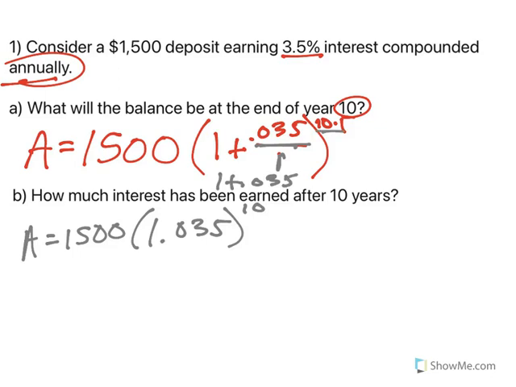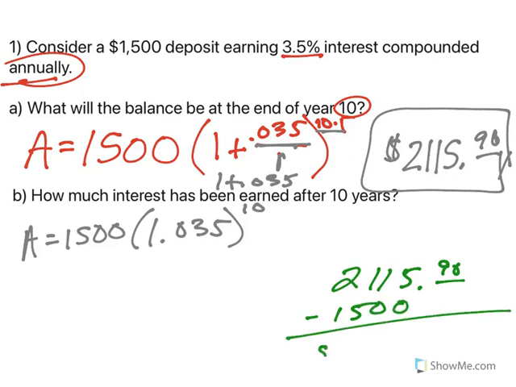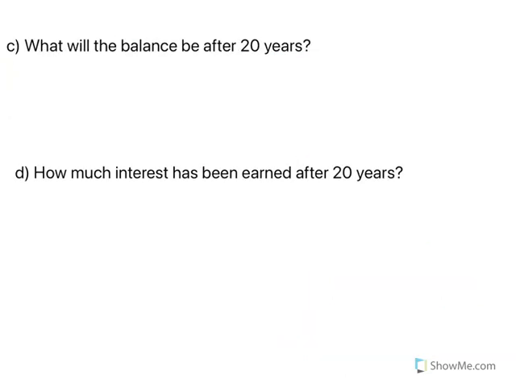So when I plug that into my calculator, I end up with a value of $2,115.90. Great. That's the balance after year 10. Now, how much of that is interest? Well, if I end with $2,115.90 and I only put in 1,500, the difference between that is interest. So I've earned $615.90 in interest.